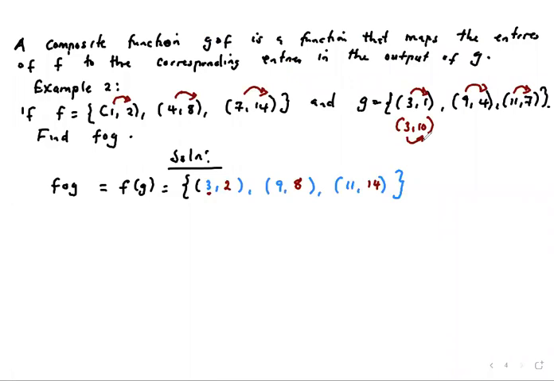Sir, kindly repeat the undefined part. So the undefined part is, since we start with the entries of g, when you follow the entries of g, where they are going, for example, if you get 3, 3 goes to 10. You need to follow 10 in f. Now you find there's no 10 in f. Because there's no 10 in f, the function is undefined. F of g does not exist.